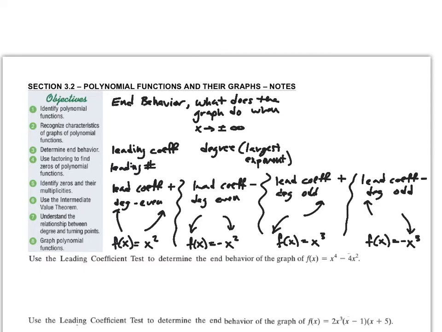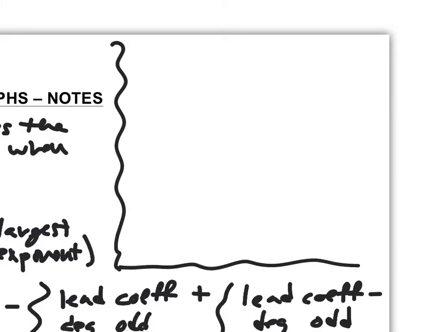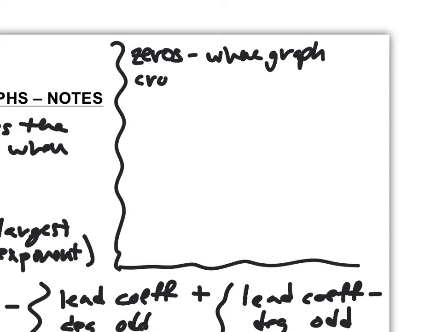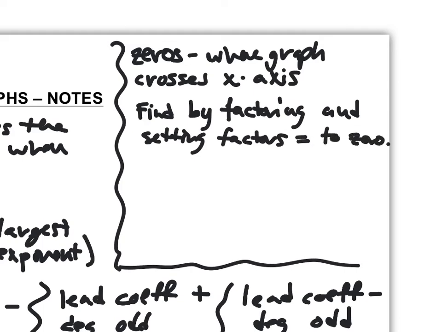The next thing that I want to talk about are zeros. So up here, I'm going to talk about zeros, and that's where your graph crosses the x-axis. The way that we find zeros is by factoring and setting factors equal to 0. And then we also need to talk about multiplicity, all right?